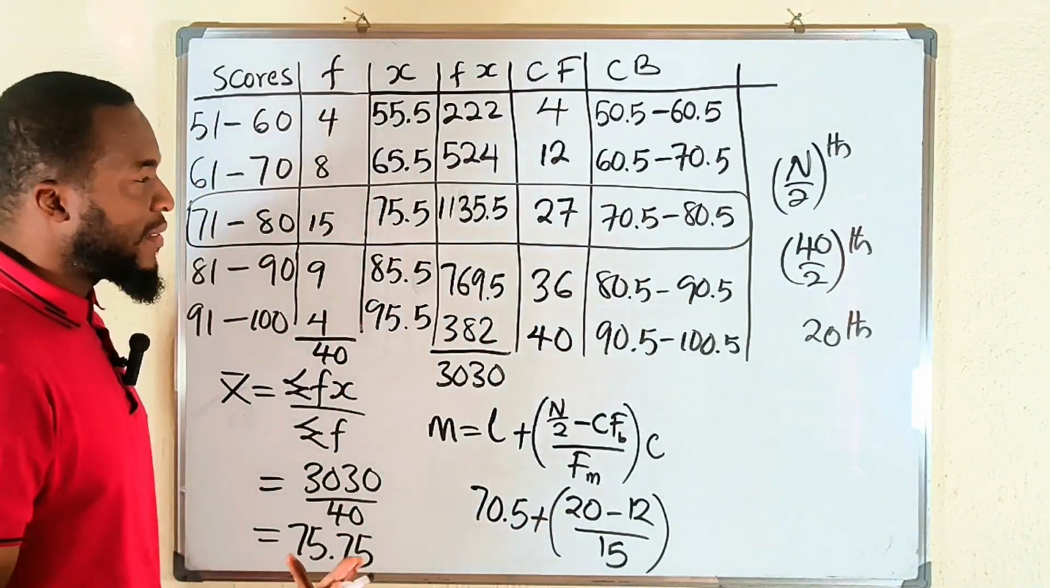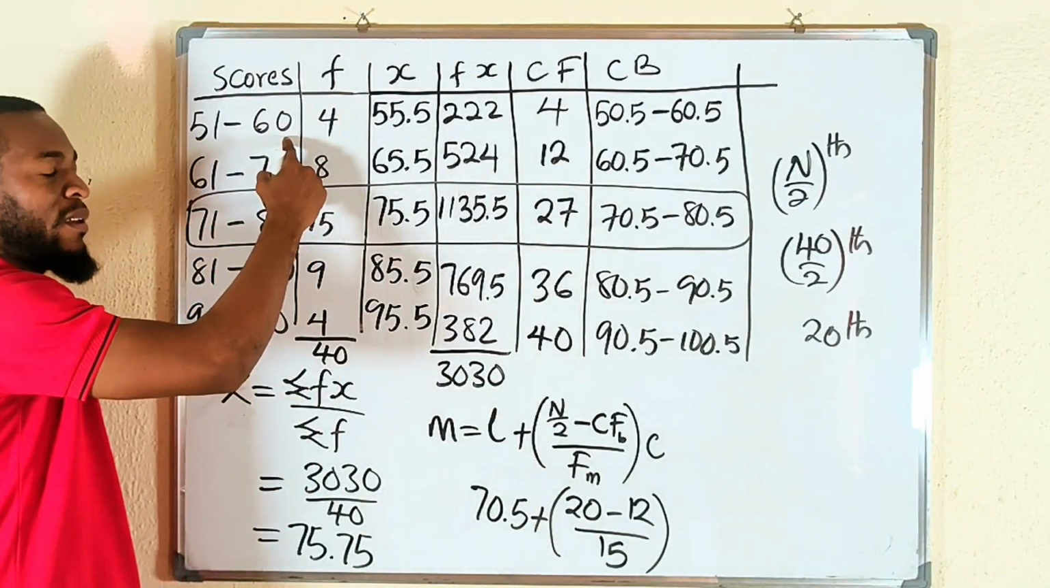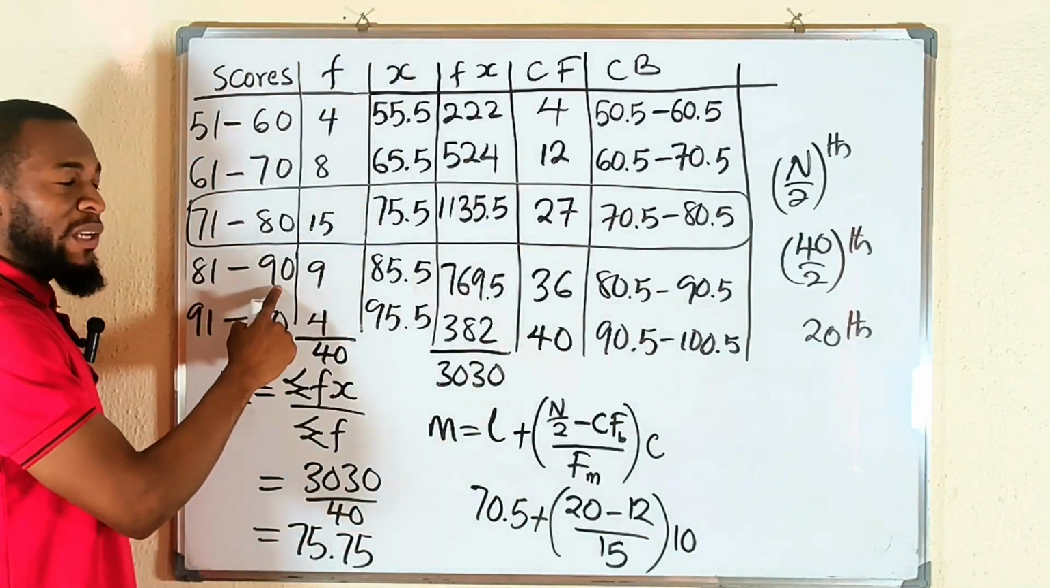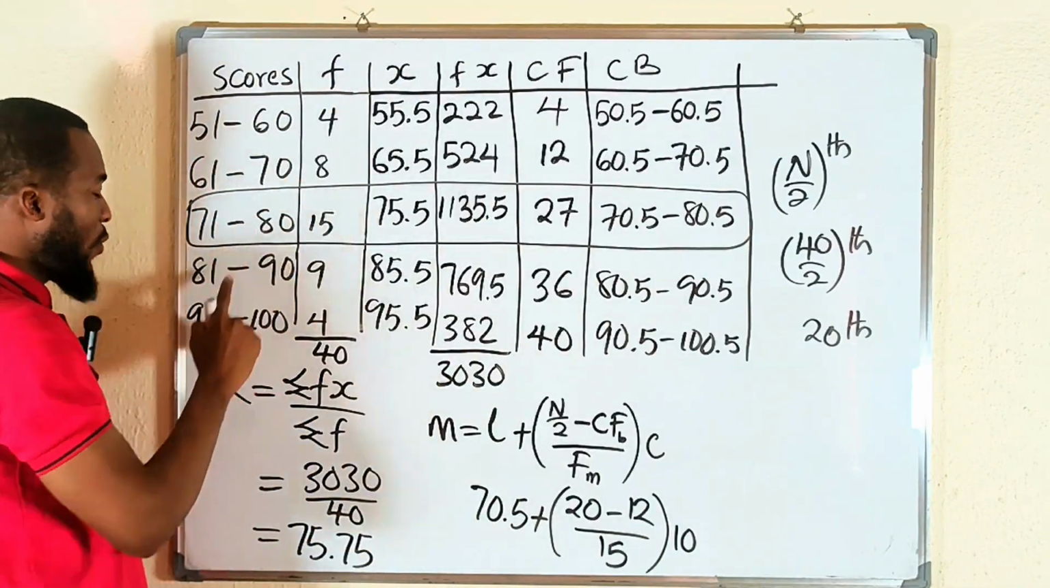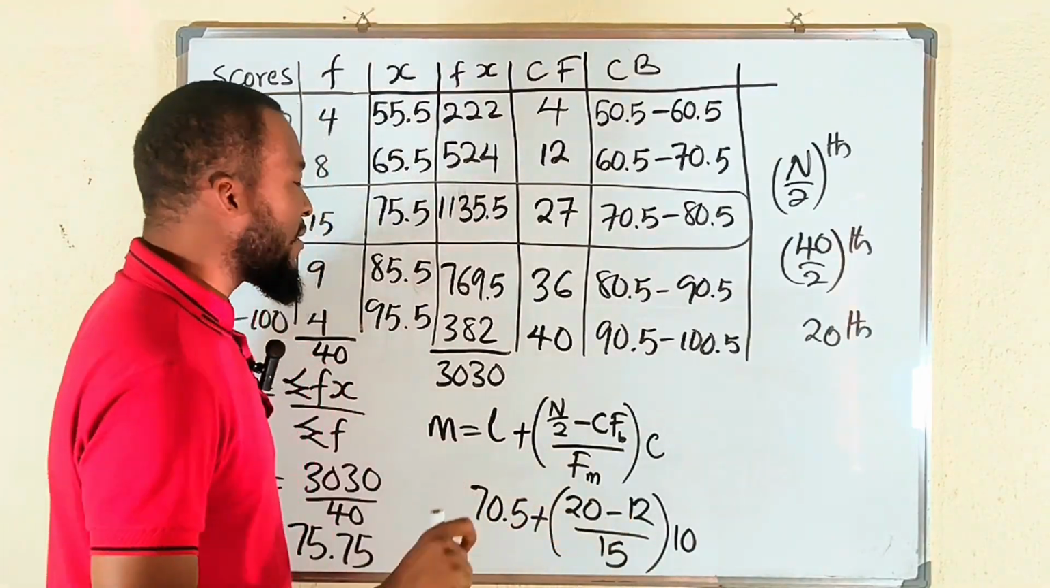How can you find the class size? Come under class limit. You can take 70 minus 60. That is going to give you 10. No matter which one you take, 100 minus 90 will give you 10. This minus this. Or you can come here, this minus this. You understand? So this is the class size.